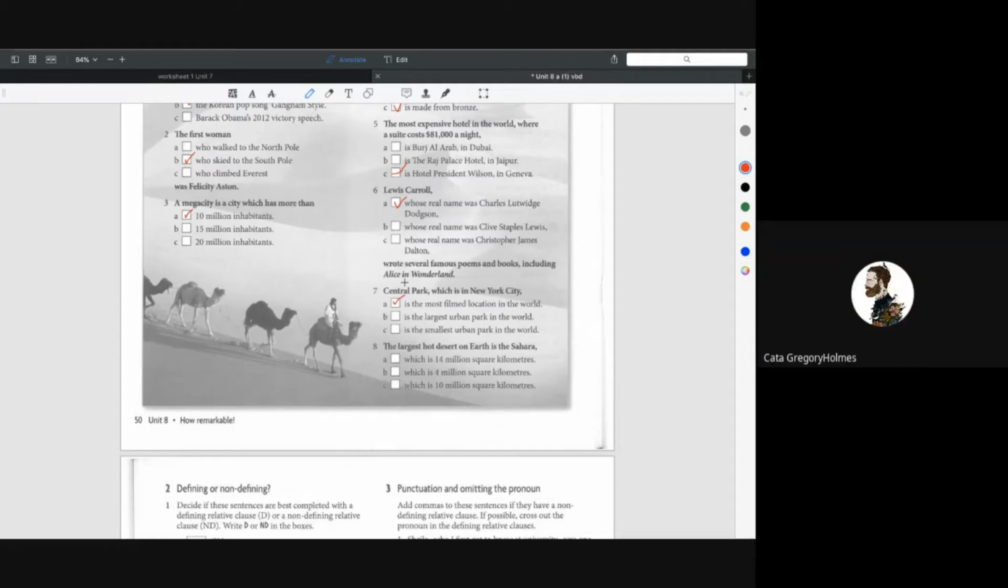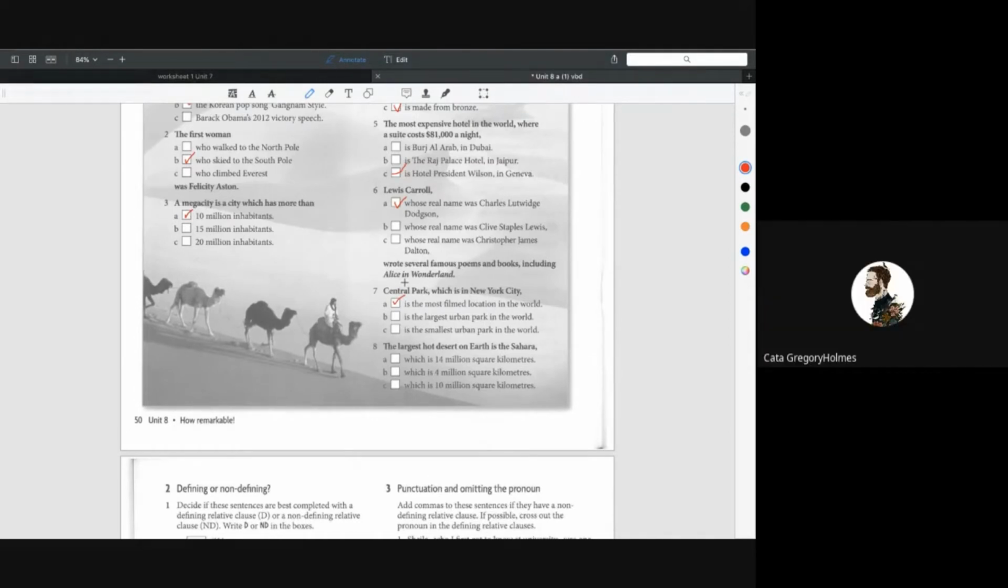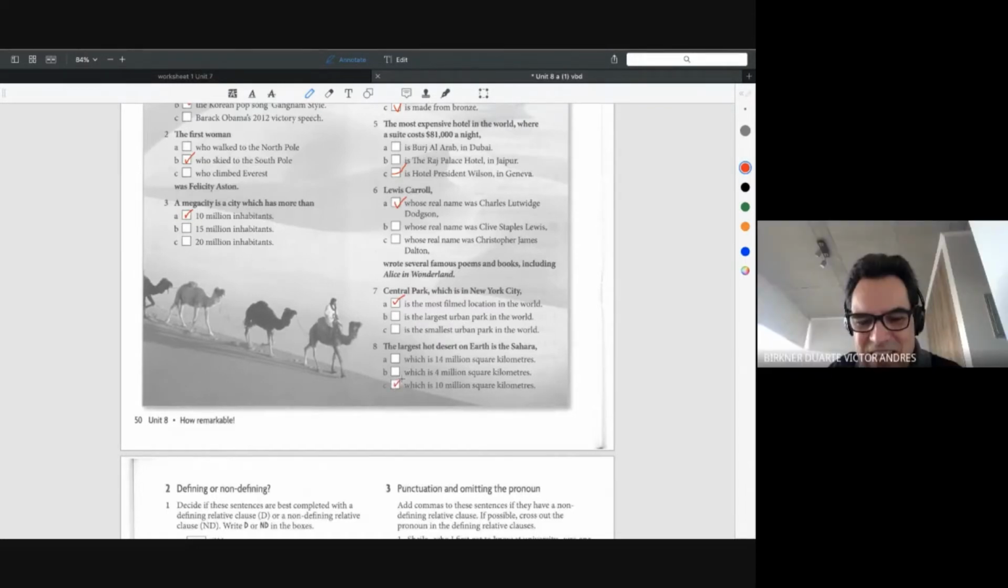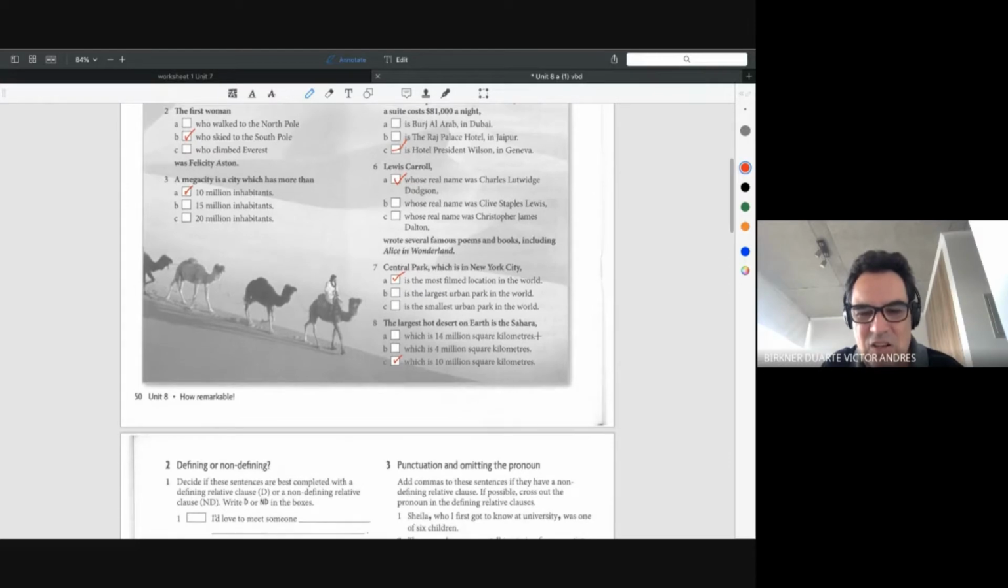I googled it and it looks like it's letter C. Letter B or C? C. But it says 9.2 million square kilometers, so it's closer to letter C. Yes, you're right. Google is right. According to my notes, I haven't been there, so I cannot provide personal witness about that, but I would say that it's real: 10 million square kilometers. It's a very long desert and hot as well.